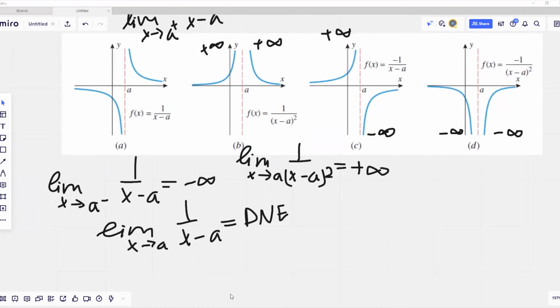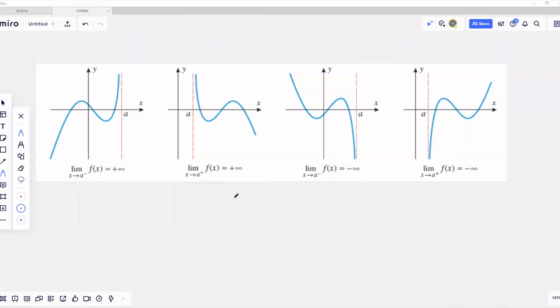Now, a couple of words about vertical asymptotes. Here we have graphs of some functions with vertical asymptotes at point A. And so if a function increases without bound or decreases without bound as x approaches some point A, then we call the line x equals A a vertical asymptote.